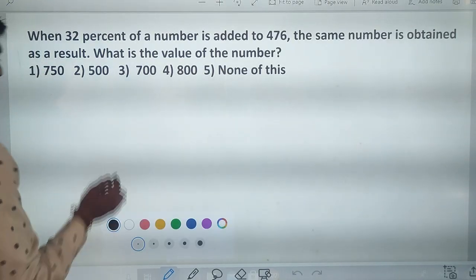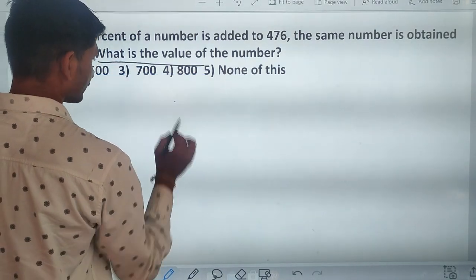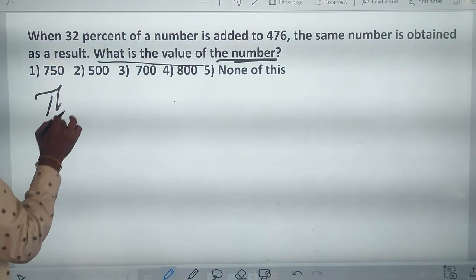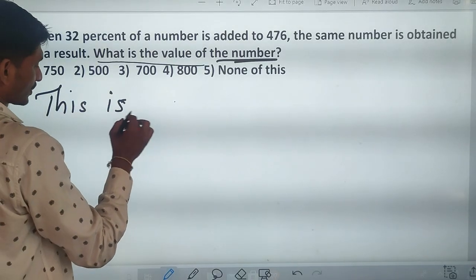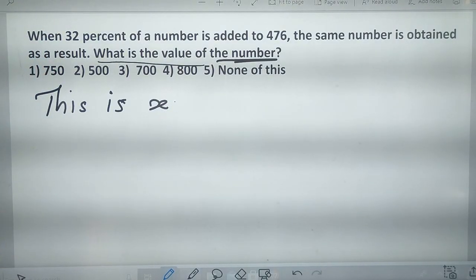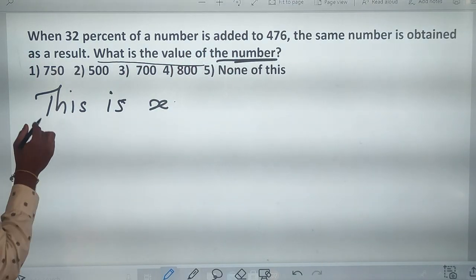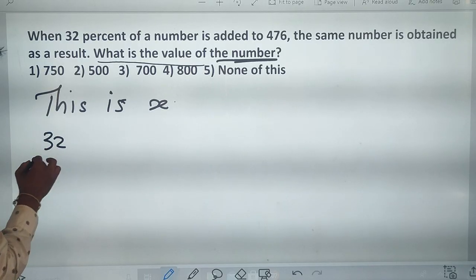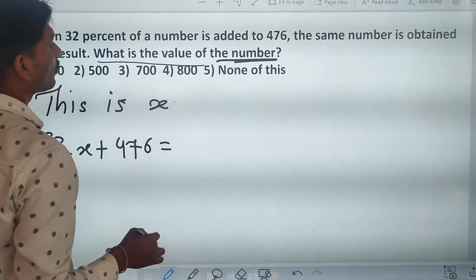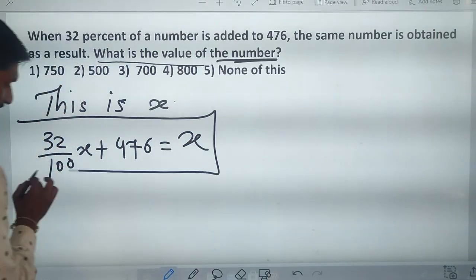Here, what is the value of the number? Now this number is x, then 32% of this number is added to 476. 32% of this number added to 476, now the same number is obtained. This is the equation.